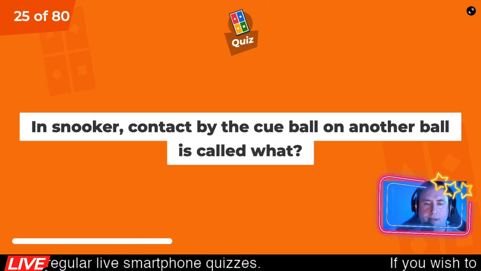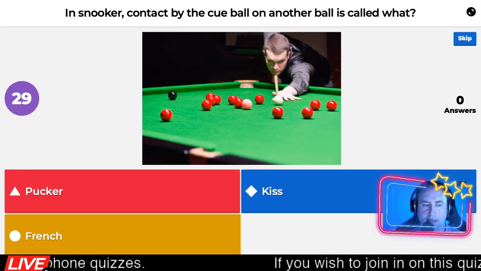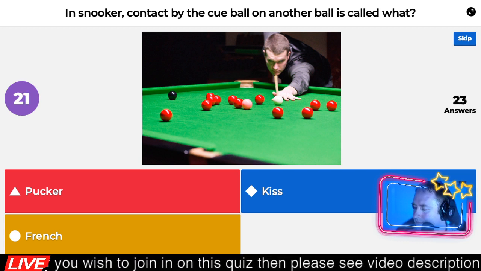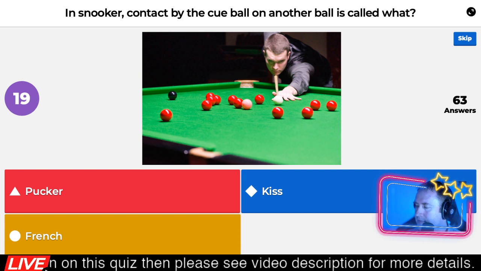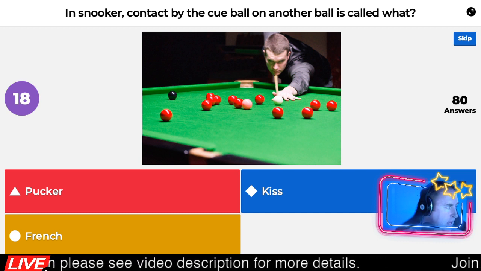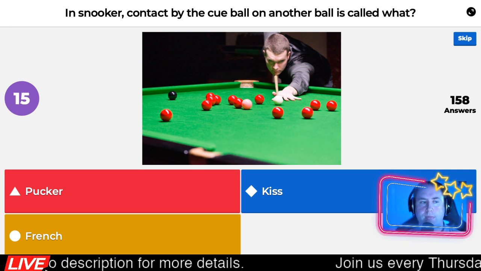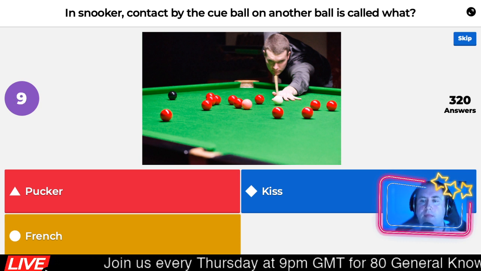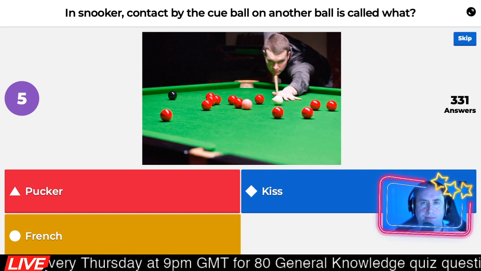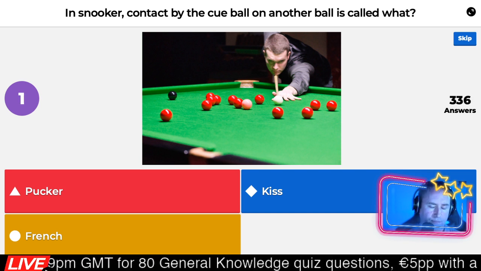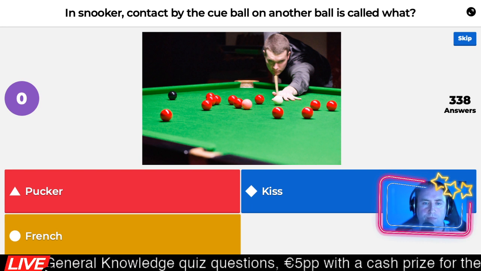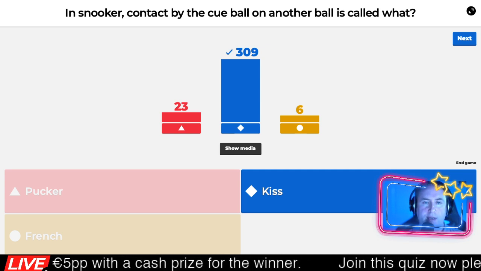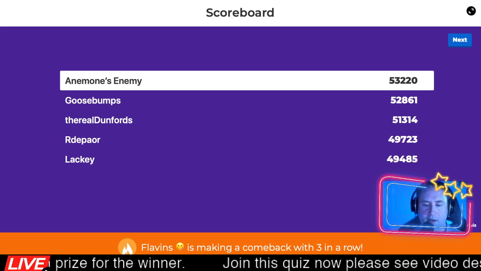In snooker, contact by the cue ball on another ball is called what? Pucker, a kiss, French, or Frenchy, I'd say it should be. Nine correct answers said Kiss. Six teams went with French, even though it should have been Frenchy. Alright, scoreboard. Staying out as it is. Flavins is making a comeback with three in a row.